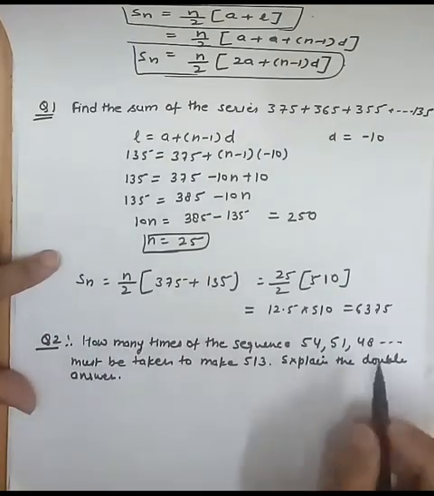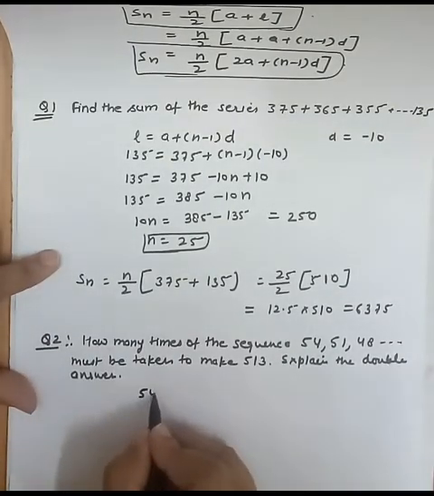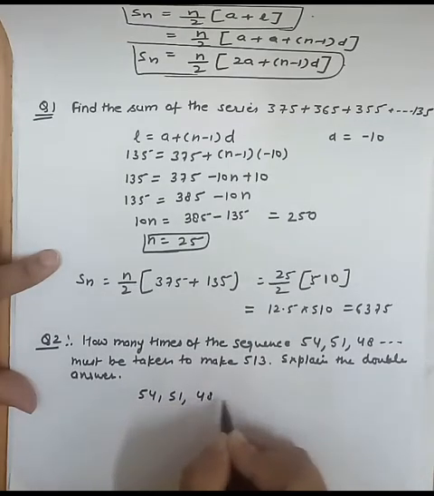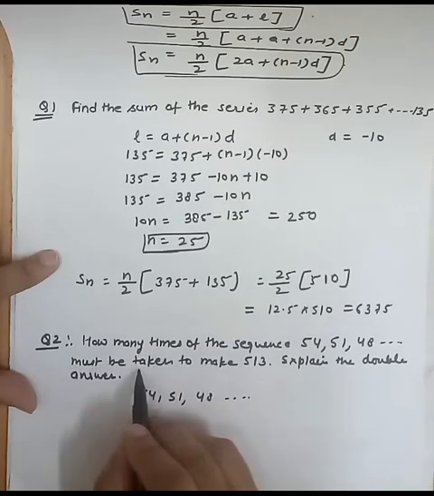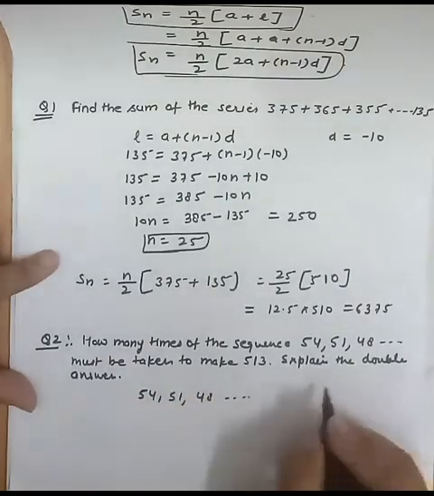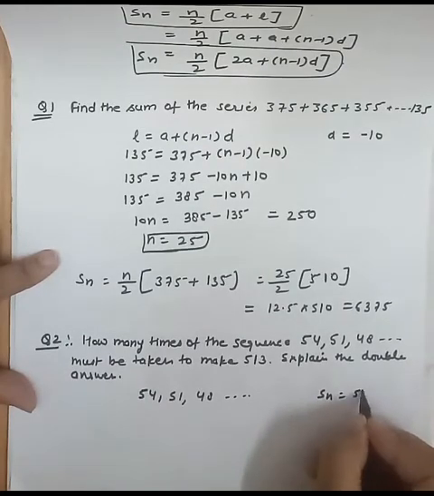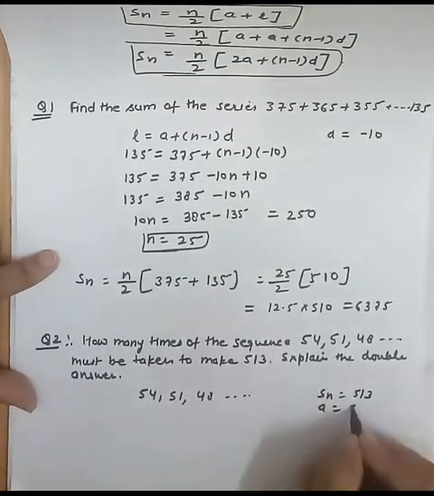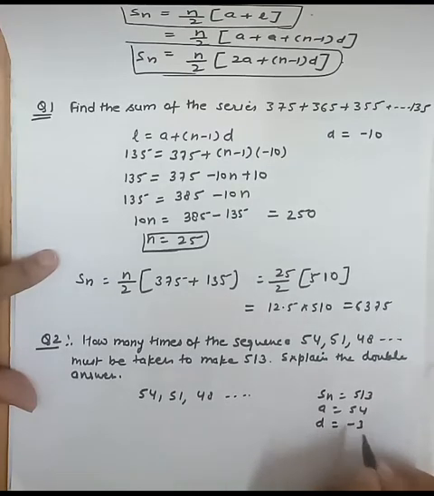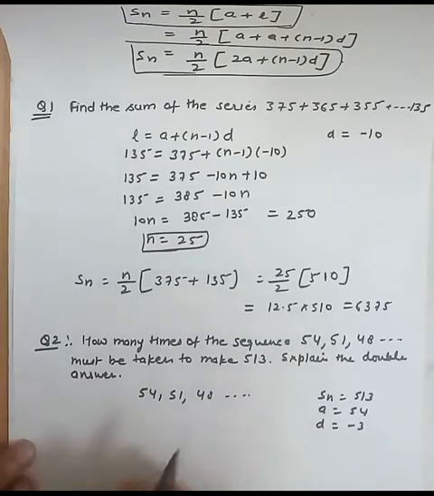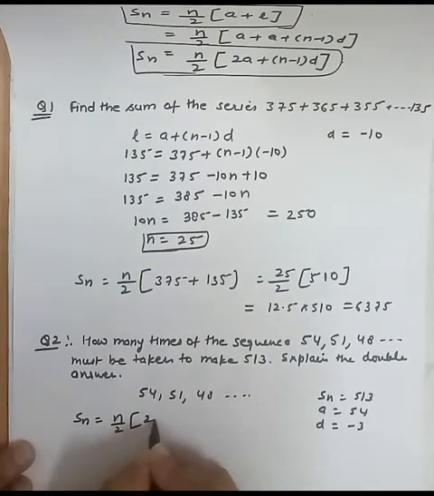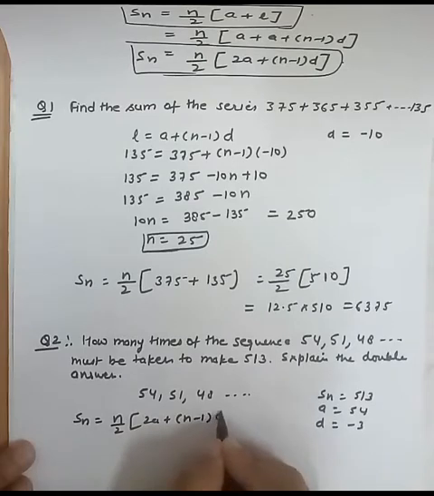So first, the given sequence is 54, 51, 48, and it is taken to make 513. It means the given value of Sn is 513. So here a is 54 and d is -3. Now we know the formula, Sn equal to n by 2 (2a plus (n minus 1) d).